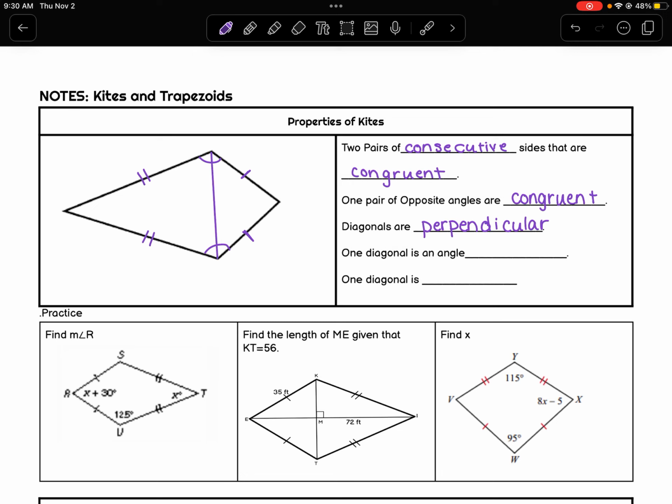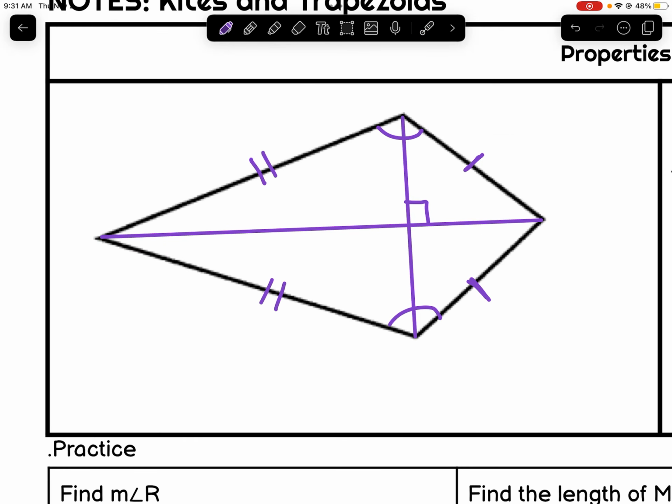So let's go ahead and draw in our diagonals. We're going to add that right angle symbol there. And in a kite, one diagonal is an angle bisector. So one of these diagonals is splitting angles in half. This is not the one that's doing that. This diagonal splits this angle in half and that angle in half. And so we're going to show that with double arcs here, triple arcs here.